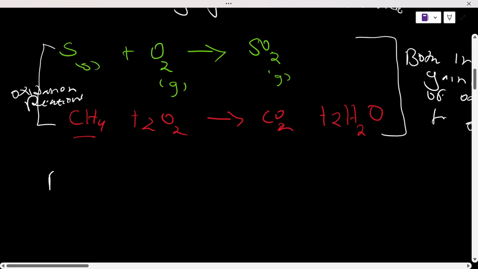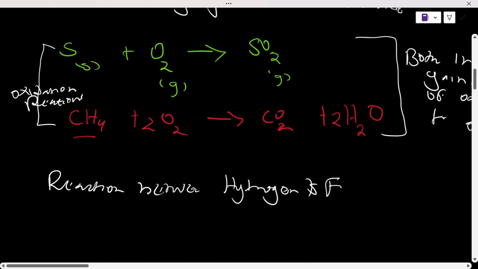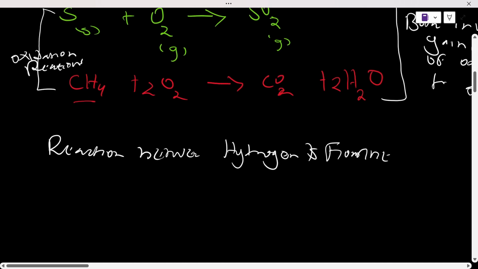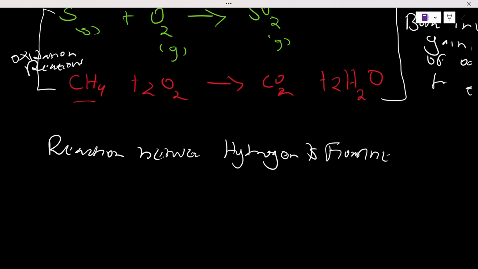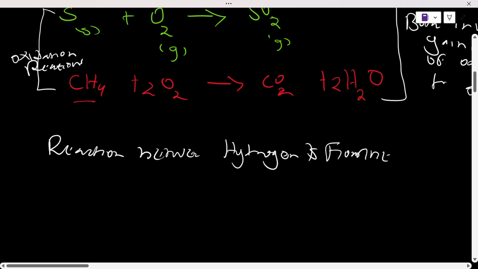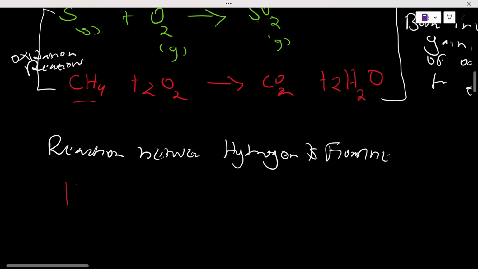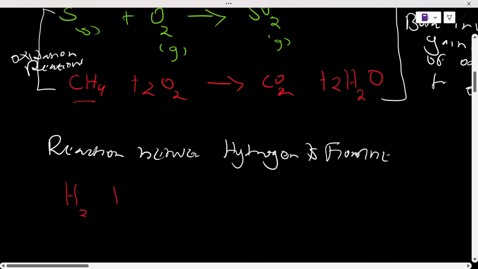The reaction between hydrogen and fluorine. In such a reaction, I can have hydrogen reacting with fluorine, then I know very well that I'm going to form hydrogen fluoride.